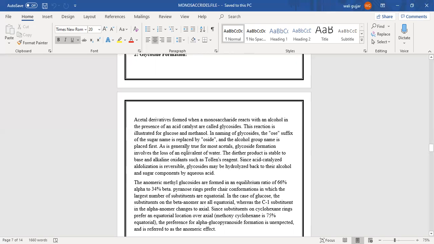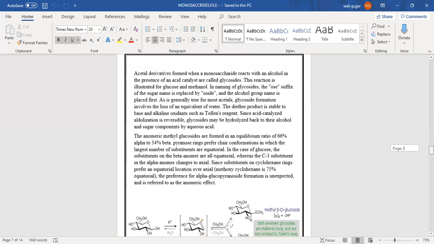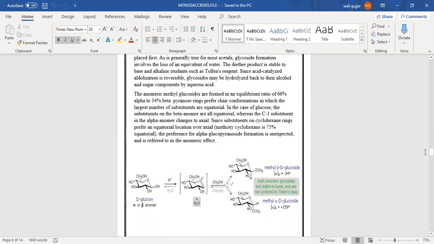As is generally true for most acetals, glycoside formation involves the loss of an equivalent of water. The diether product is stable to base and alkaline oxidants such as Tollens reagent. Since acid-catalyzed acetalization is reversible, glycosides may be hydrolyzed back to their alcohol and sugar components by aqueous acid. The anomeric methyl glycosides are formed in an equilibrium ratio of 66% alpha to 34% beta.